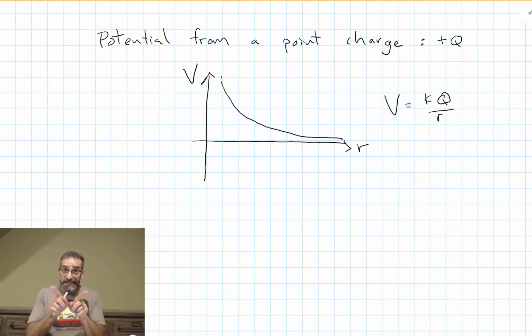So a positive charge sends its electric field out toward infinity, and as we move in that direction, the potential gets smaller and smaller until we hit our minimum value at r equals infinity.